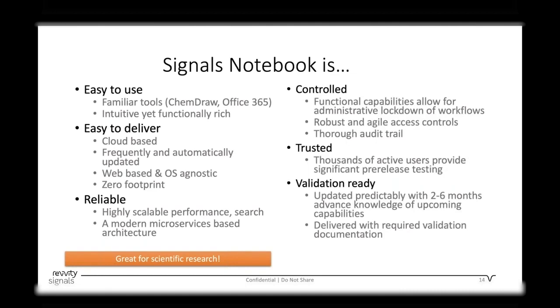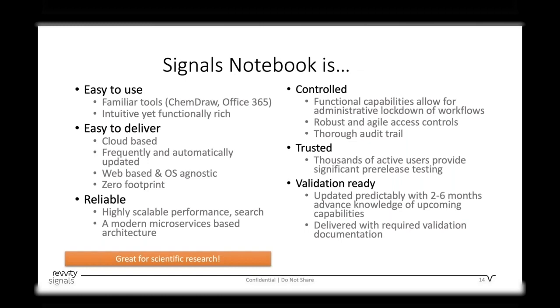So Signals Notebook can be applied in a way that's very controlled. Administratively, you can lock down a lot of the workflows that guide your scientists to operating in the way that you need them to operate in a regulated arena. It provides really robust but also agile access controls, so you can control who sees what, who does what, and you can change that very rapidly. And it provides a really thorough audit trail that you can interact with and really dive into the changes that have occurred within the content.